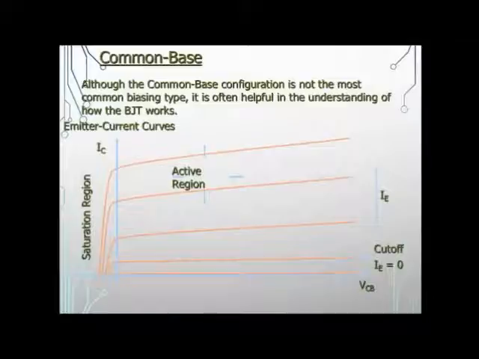This is the common base configuration. It is not the most common biasing type. It is often useful in understanding how this BJT works. It is not generally used for practical purposes, but it is very helpful in understanding the working of BJT. We have shown the three regions, that is the saturation region, active region, and cutoff region, in this IV characteristics diagram.